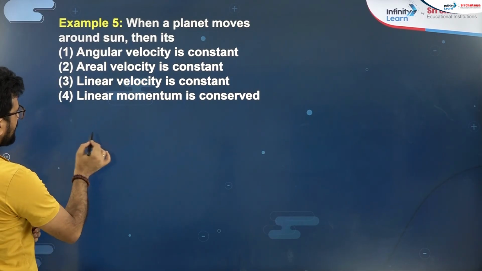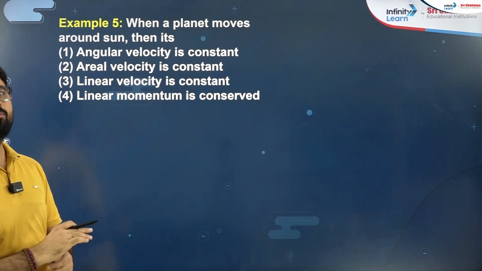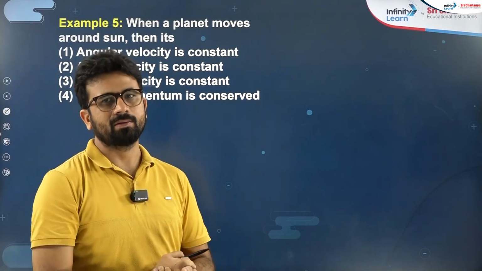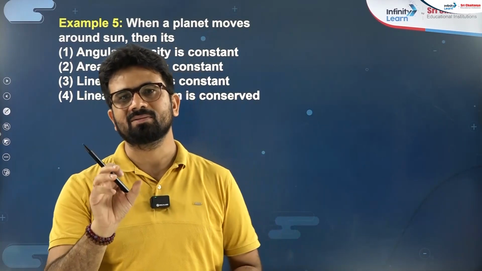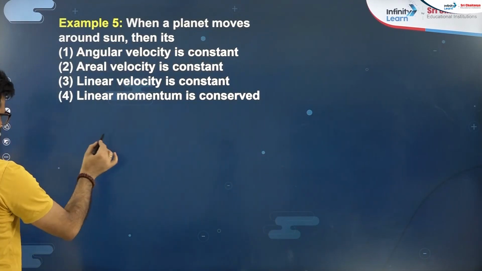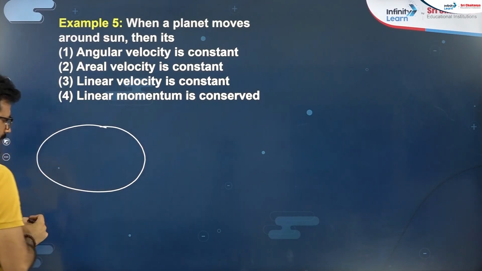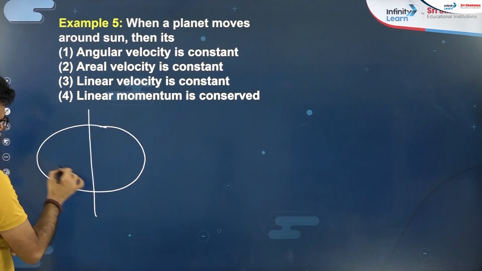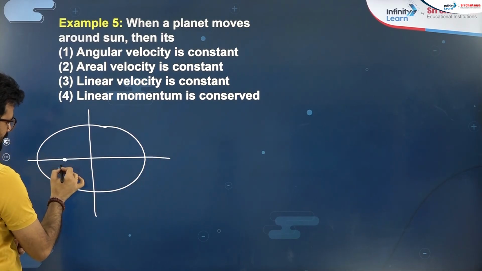What is happening? If you see here, the planet moves around the sun. When a planet moves around the sun, it follows an elliptical path, not a circular path, keeping the sun at one of the foci. So actually the path of any planet is like this, and there is one focus here and the sun is present here.